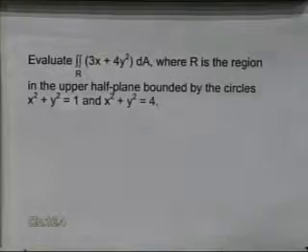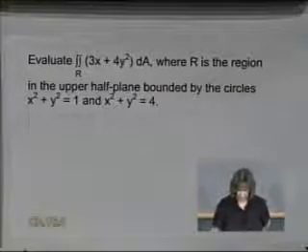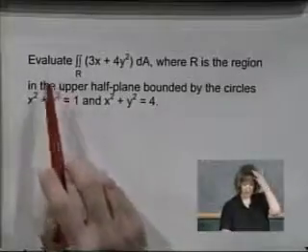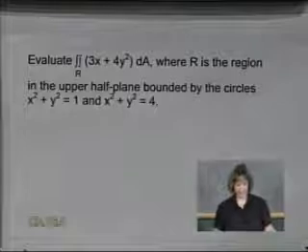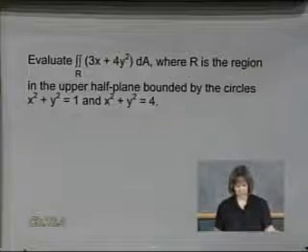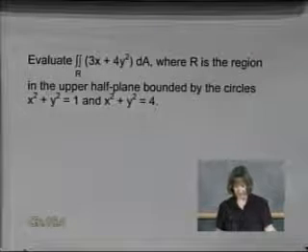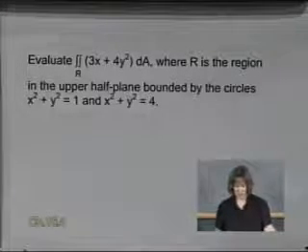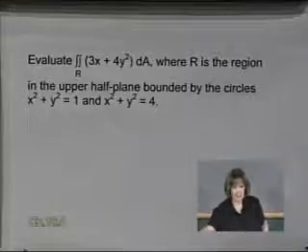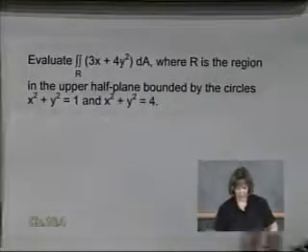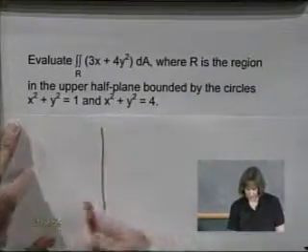Okay? The first one I want to look at is an example from your textbook. They want me to evaluate over the region R the function 3x plus 4y squared dA, where R is the region in the upper half plane bounded by the circles x squared plus y squared equals 1, and x squared plus y squared equals 4. All right, now first of all, let's draw our region. Let's see what our region looks like.